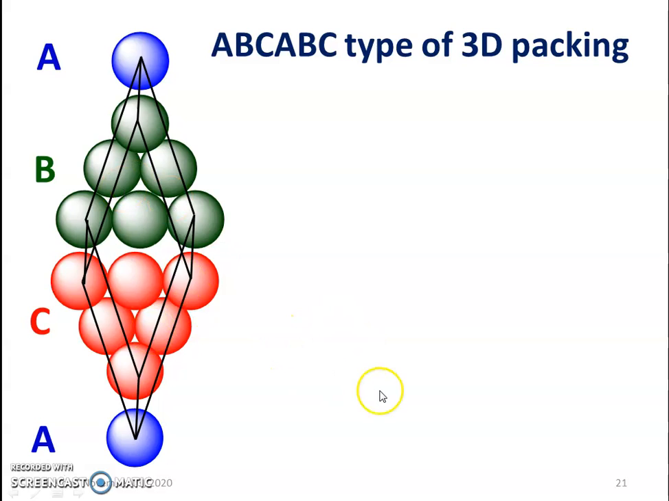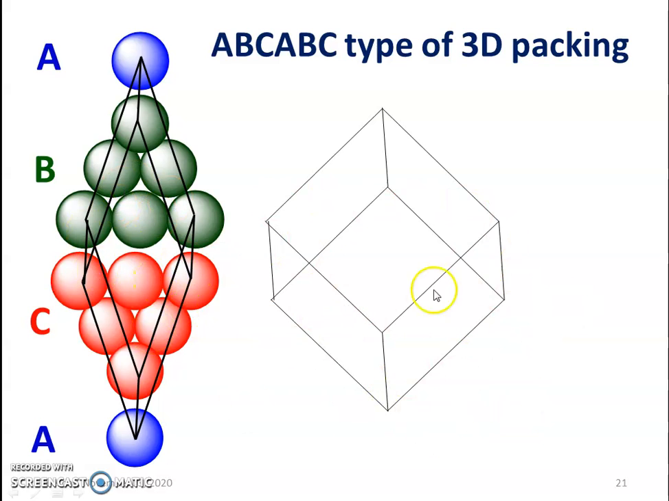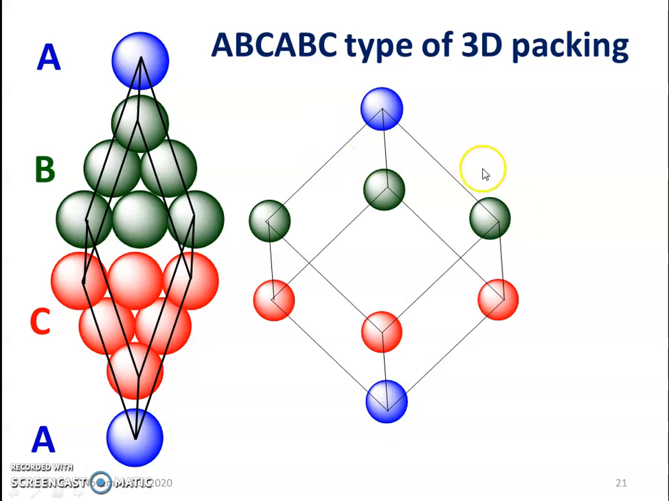Now, in order to understand, consider the cube. This is the cube. Here the spheres are occupying the corners. This is A, this is A. This is a sphere from A, and this is also a sphere from A. Out of the 6 spheres of the C layer, 3 spheres are shown here. These are from the C layer, which occupy the corners. Again, out of the 6 spheres of the B layer, 3 spheres are shown here which occupy the corners. So these are the spheres occupying the corners.